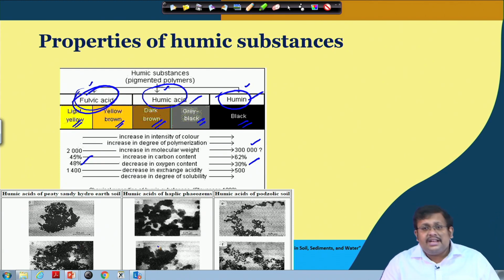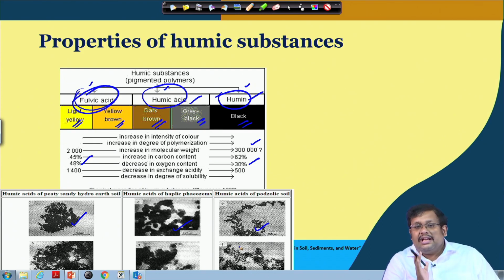And these are different macromolecular structures of humic substances. As you can see, this is the humic acid of peaty, sandy, hydro earth soil, and this is the humic acid of haplic phaeozems, humic acid in podzolic soils, and so on and so forth. So, basically we can see the differences of different properties clearly in this slide as we go from fulvic acid to humic acid to humin.